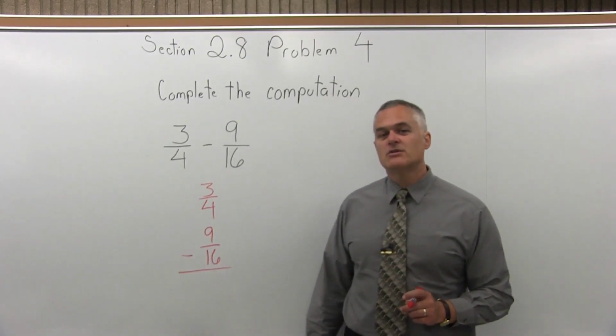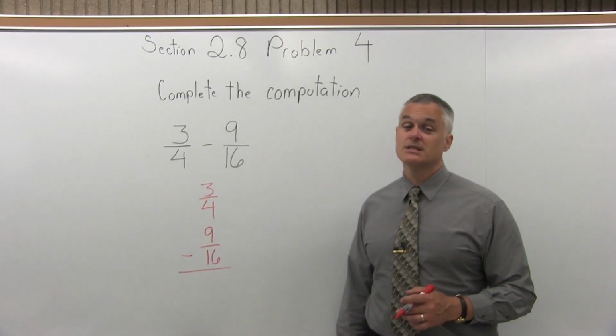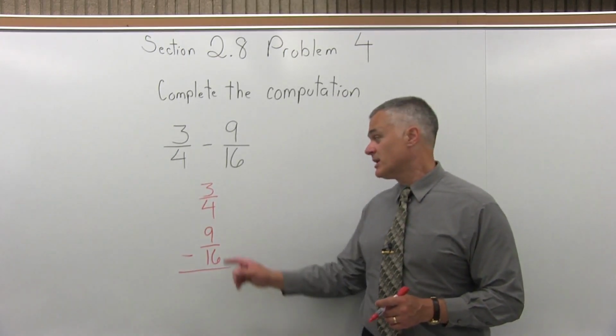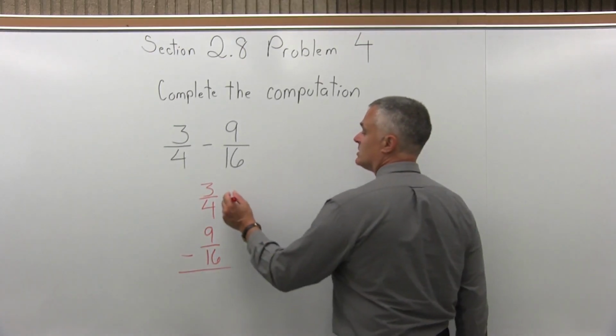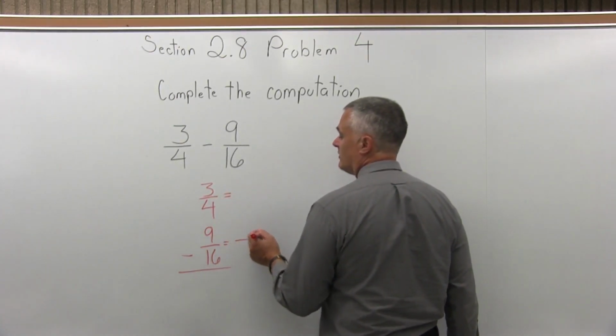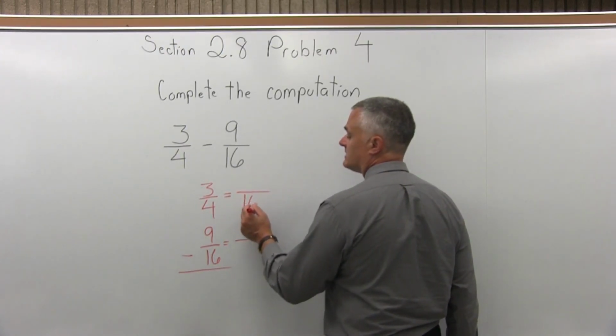So my two denominators are 16 and 4. 16 is actually a very good common denominator. 4 and 16 both divide into 16 evenly. So next to each fraction, I will create an equivalent fraction that has a denominator of 16.